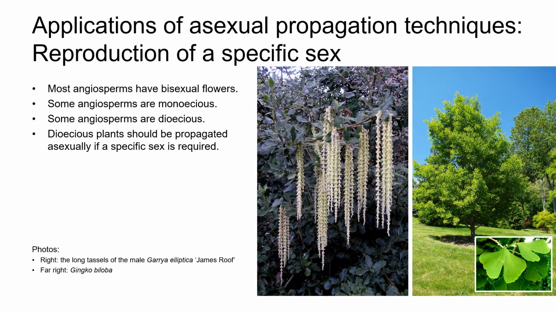Other plants produce separate male and female flowers on separate plants, and these plants are described as dioecious, meaning two houses. Sometimes the male or the female plant of a species that's dioecious may be more desirable from an ornamental or a practical or a biochemical point of view. In this case, asexual propagation techniques have to be used in order to reproduce a plant of the desired sex.